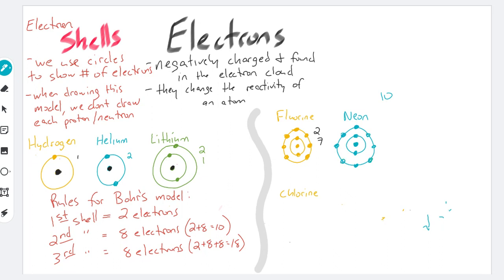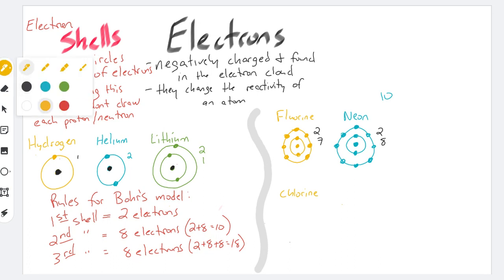And if you'll notice, there's 2 on the inside, and then the outer shell, which we're going to call valence. These are the valence electrons. This outer shell is all full. So we're going to have a 2 and 8, and this is just showing whoever's looking at it, whether it's you or me or somebody else, that the inner shell is full with 2, and then that next shell is full.